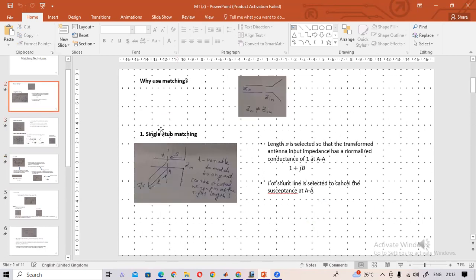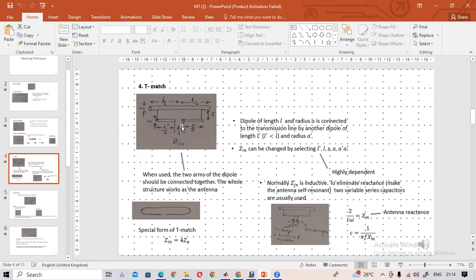Here I am not going to do the stub matching. You need to use the Smith chart to match using a stub. There are single stub, double stub, open circuit and short circuit stub matchings, so you can use any technique. And there is another technique called the T-match technique. This is the antenna, its length is L and the radius is A, diameter is 2A.